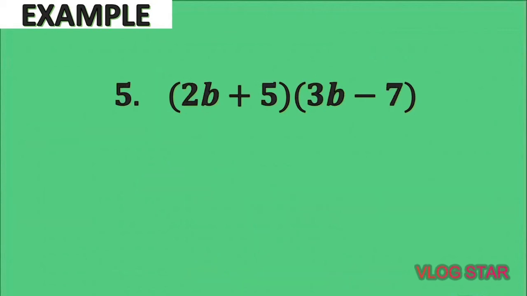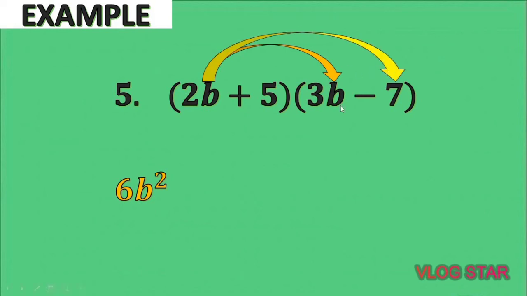For our last example, I hope you are following the pattern. Quantity 2b plus 5 times the quantity 3b minus 7. To multiply, we have 2b times 3b. The answer or the product is 6b squared. Next, we have 2b times negative 7. Since one is negative, the other one is positive. Product is negative, let's put minus sign. Then we have 14b.